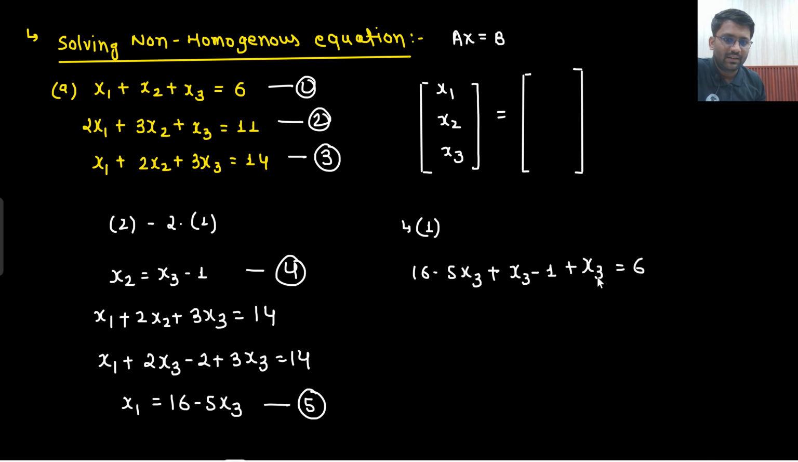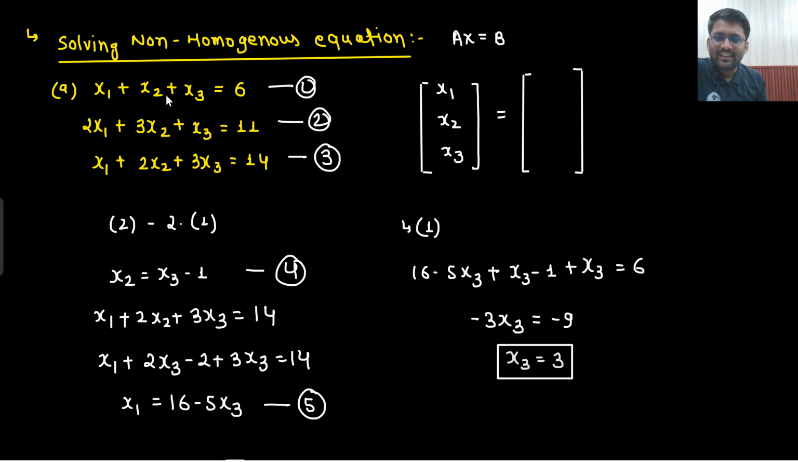So what answer will I get? 16 minus 1 is 15, and minus 5x3 plus x3 plus x3 minus 3x3. This will become minus 9. So x3 value is coming out to be 3. Okay, I am taking too much time, right? x3 value is coming out to be 3.